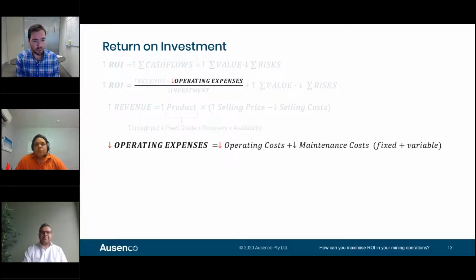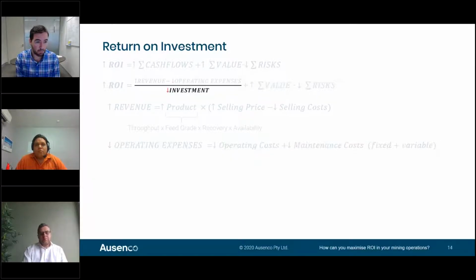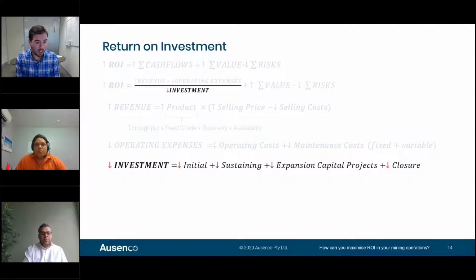Operating expenses is really what it costs you to operate the plant. And it's important to understand and break out, particularly when you do any assessment around this, the fixed and variable components, because the first, say, 1 million tonnes per annum of throughput will come at a certain cost, but the incremental cost of mining or processing more can be much, much less than that. So the fixed and variable components are important. The investment needs to consider the initial costs if you haven't built your project yet, as well as the sustaining, expansion capital and closure costs. Closure cost isn't always part of the equation, but is increasingly becoming so.